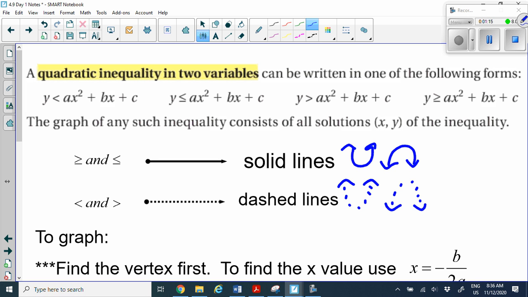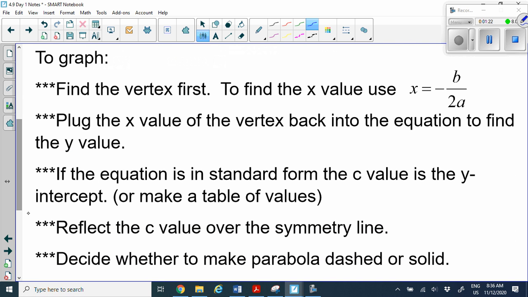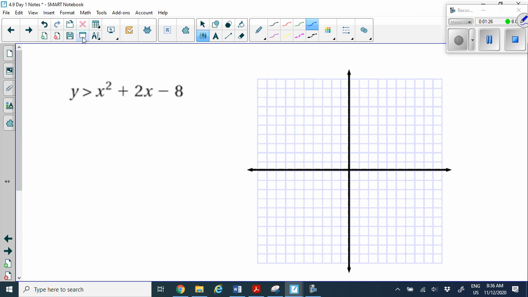Okay, so let's go ahead. We're going to do our first example. You might see there is more stuff talking about how to graph. I'm going to explain this while we are doing the problem. Our first example is y is greater than x squared plus 2x minus 8.